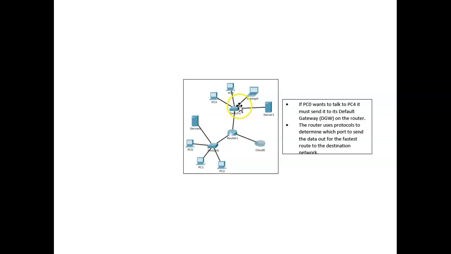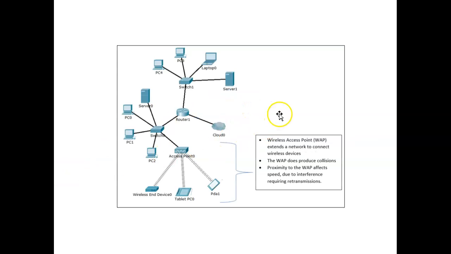Now, if PC4 here wants to talk to PC1, then it could come down, there would be no collisions here, and then between the router and the switch there's no collisions and no collisions here. So you can see that this conversation could take place with no collisions, because each of these lines is on its own collision domain. Let's talk about wireless here.